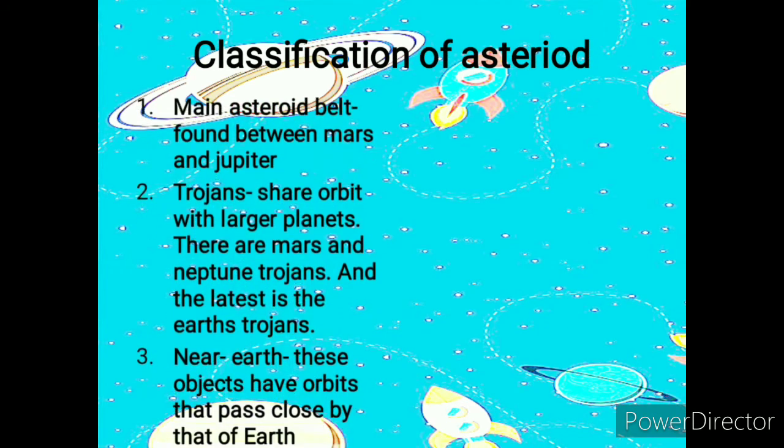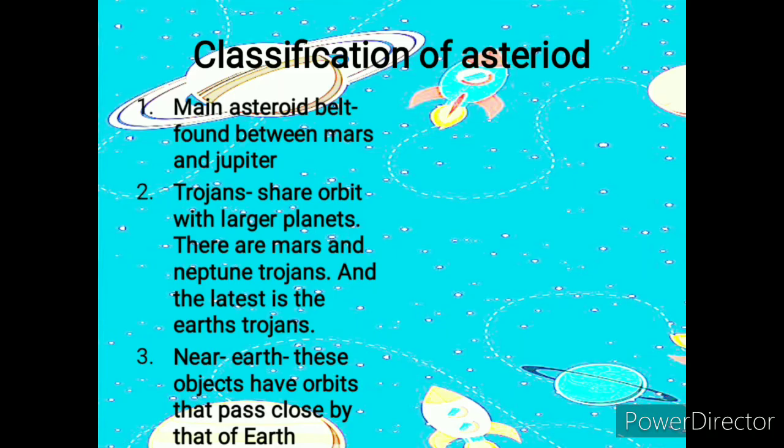Okay, next we'll talk about the classification of asteroids. First, asteroids in the main asteroid belt. The asteroid belt is mainly in between Mars and Jupiter. Then when we say Trojans, these are the asteroids that are on the orbit of the bigger planet.